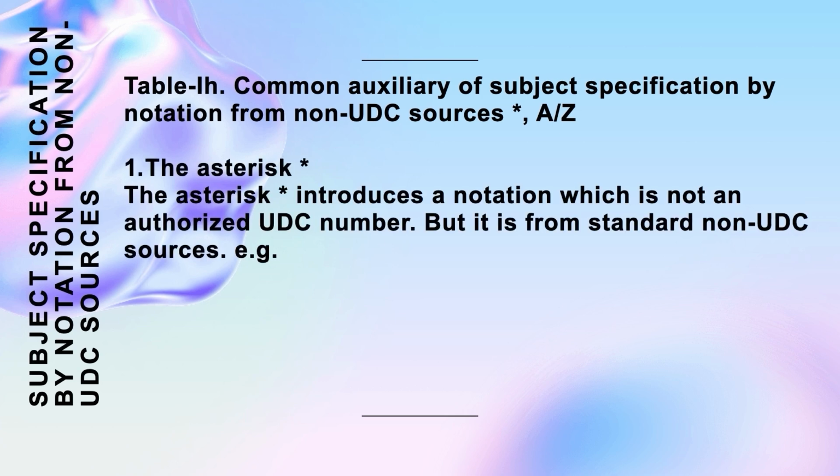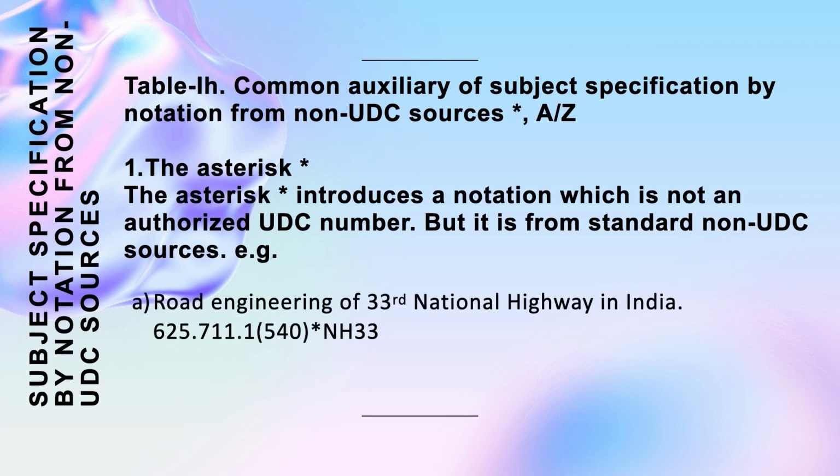So the asterisk introduces a notation which is not an authorized UDC number present in the UDC schedule, but it is a kind of standard non-UDC source. So you see the example, it will be clear. So first one, road engineering of the 33rd National Highway in India, that is NH33. So NH33 is a standard classification of the National Highway of India. So NH33 is basically a standard classificatory number.